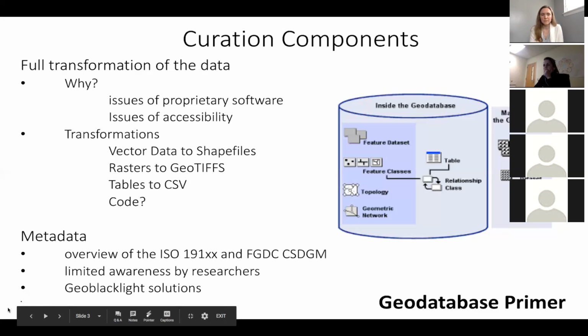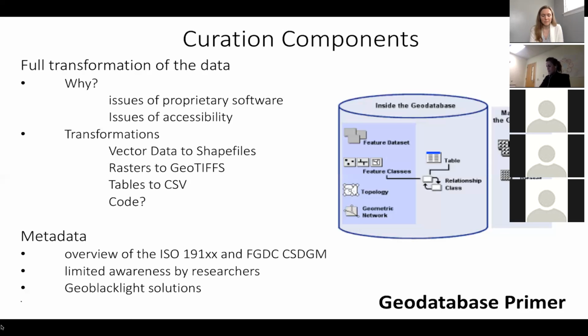And then as far as the metadata, in our document, we have an overview of two of the most common geospatial standards, which are ISO 191XX and FGDC CSDGM, very rolls-off-the-tongue metadata schemas. Once you read through the document, you'll see there's a lot of discussion about how these metadata schemas are not really known to researchers who are actually collecting this data. And so that becomes an issue.